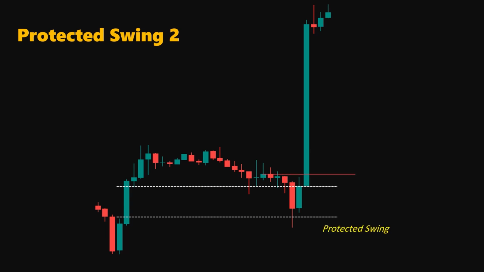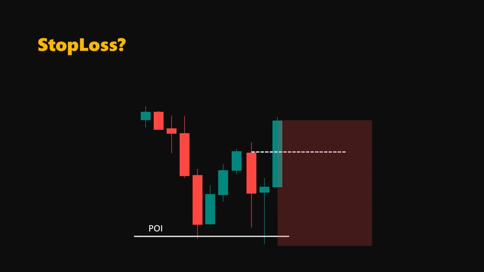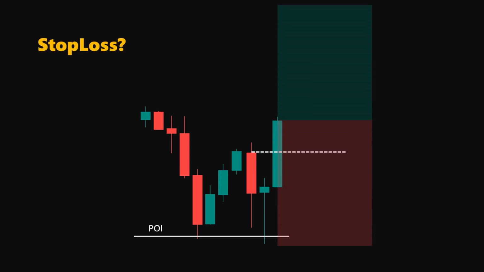Now, the question is, where do I place my invalidation? Well, I can use that protected swing as my invalidation point. If I'm expecting price to move higher and not return to that low, then it makes sense to set my stop loss there. But what about risk to reward?